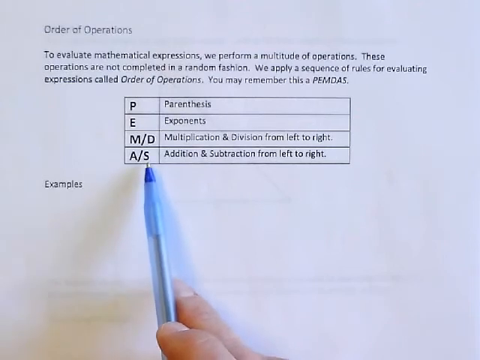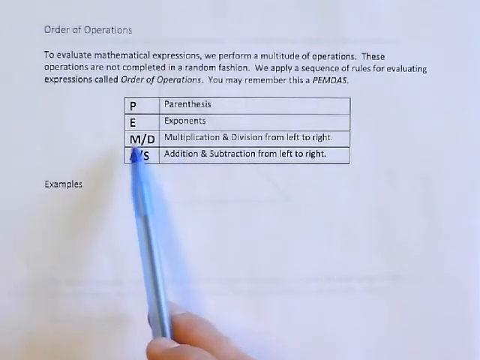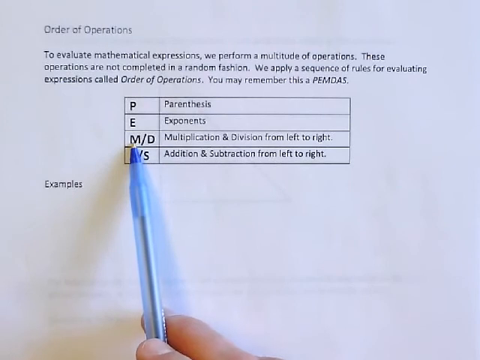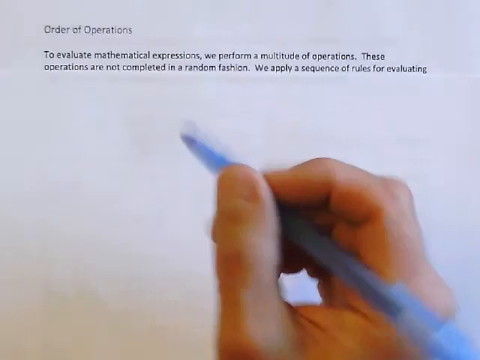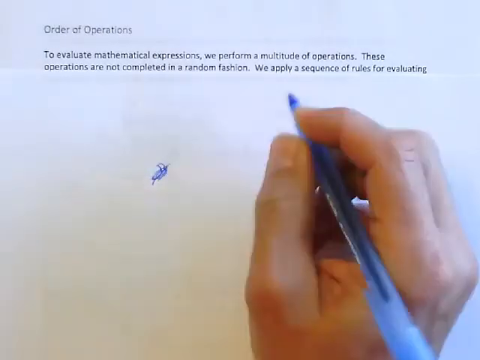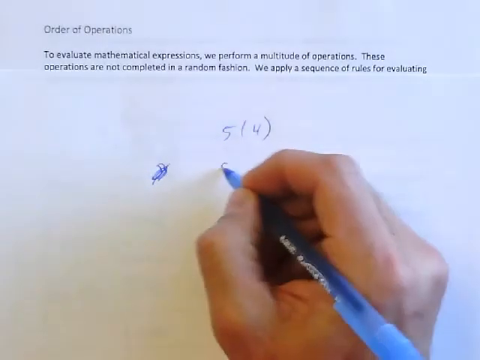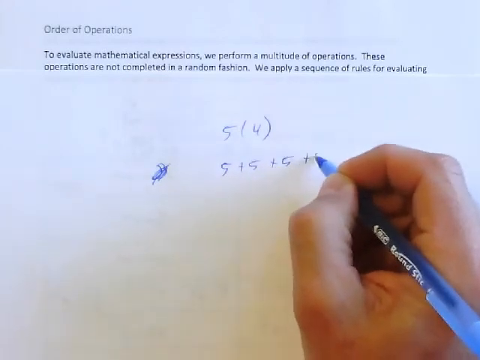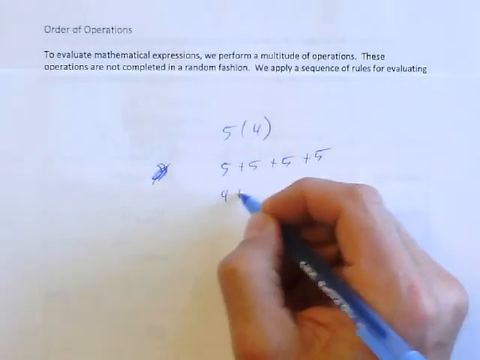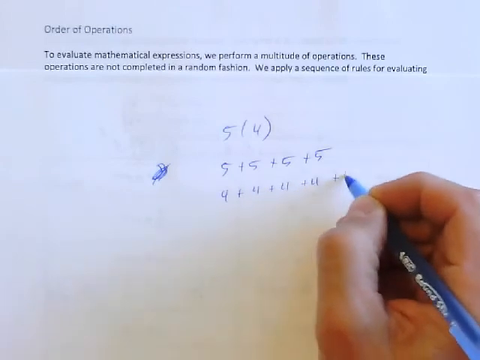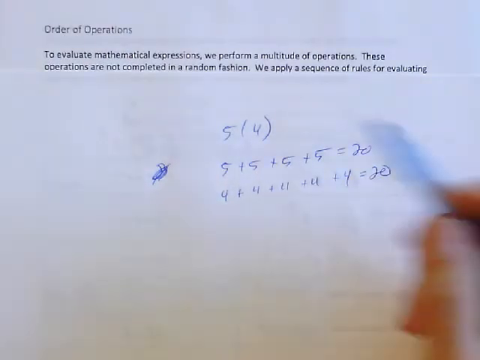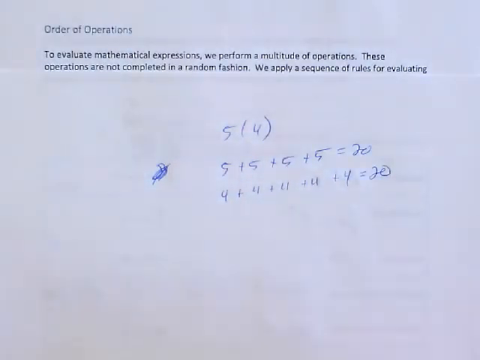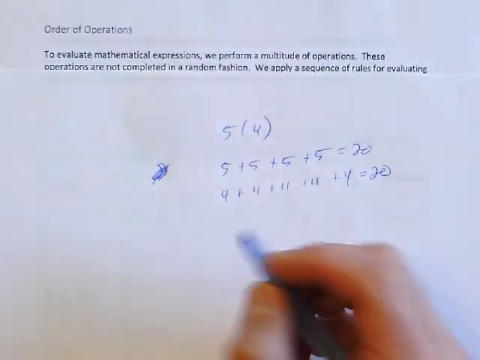Because if you think about it, adding is adding. Subtracting is adding a negative number. Multiplication is repetitive addition. So if you have 5 times 4, that's 5 plus 5 plus 5 plus 5, or it's 4 plus 4 plus 4 plus 4 plus 4, depending upon which way you look at it. Either way, both of those equal 20. So multiplication is repetitive addition.